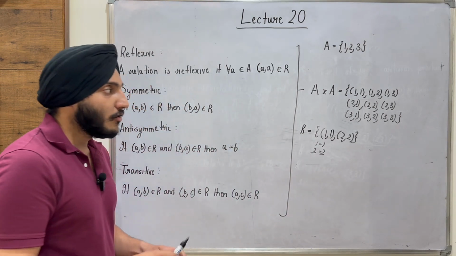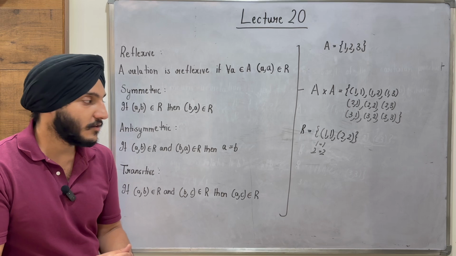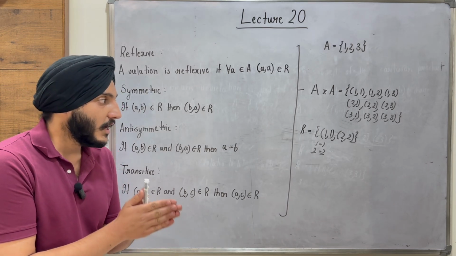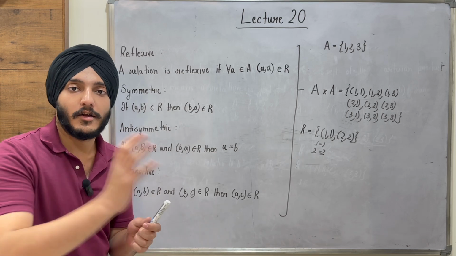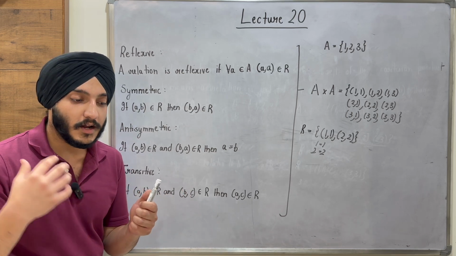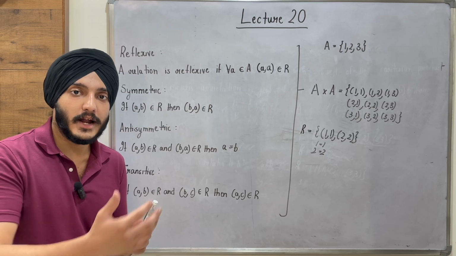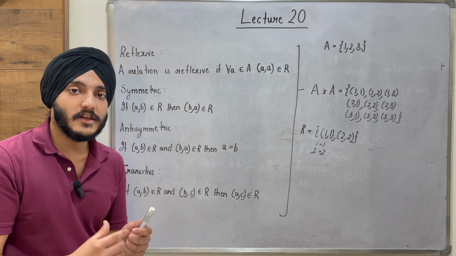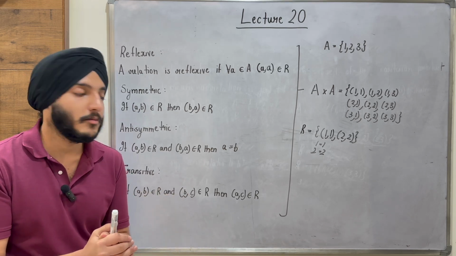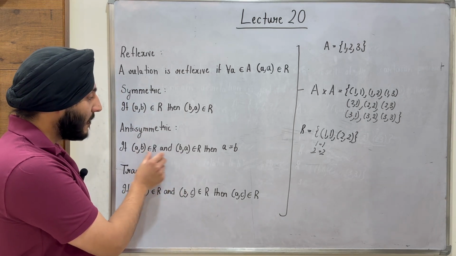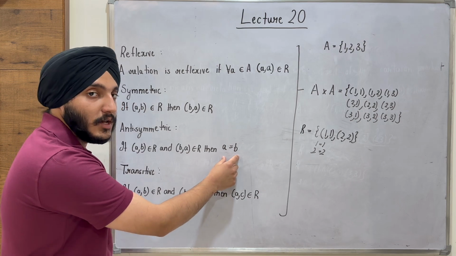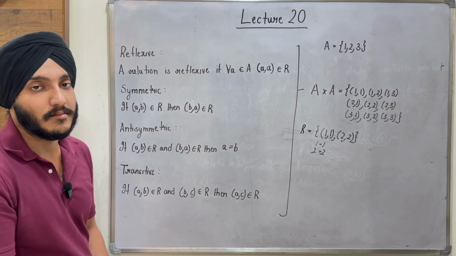So if you're not able to understand what I'm trying to say, that's totally fine. But my basic point is that if in a relation you see that 1 is related to 2, there are two elements, right? In a tuple, (1, 2) is present, and (2, 1) is also present. But since they are not equal to each other, it is not going to be antisymmetric. So the condition you are trying to see is that if two elements are related to each other and they are not equal, then it is not going to be antisymmetric, right?